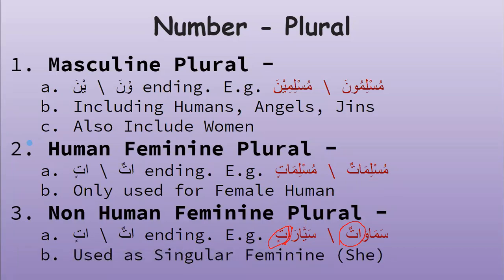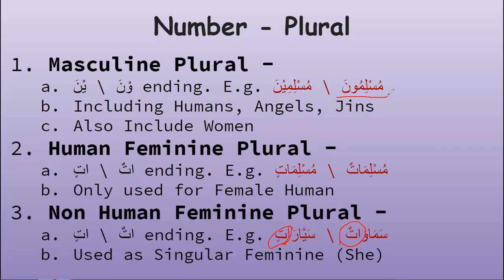We discussed it yesterday, that non-human feminine plural. Say for instance Muslimuna. If I ask you what are the properties of Muslimuna, you have to say Muslimuna is Rafa, masculine, and plural, right? You all know this stuff already. If I say Muslimatun, you can say Muslimatun is plural, Rafa, and feminine, right? These three properties you know so far.